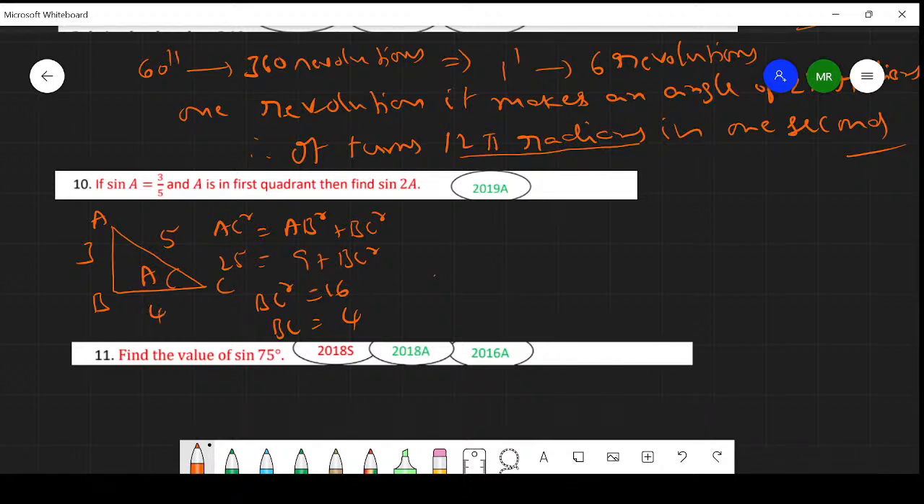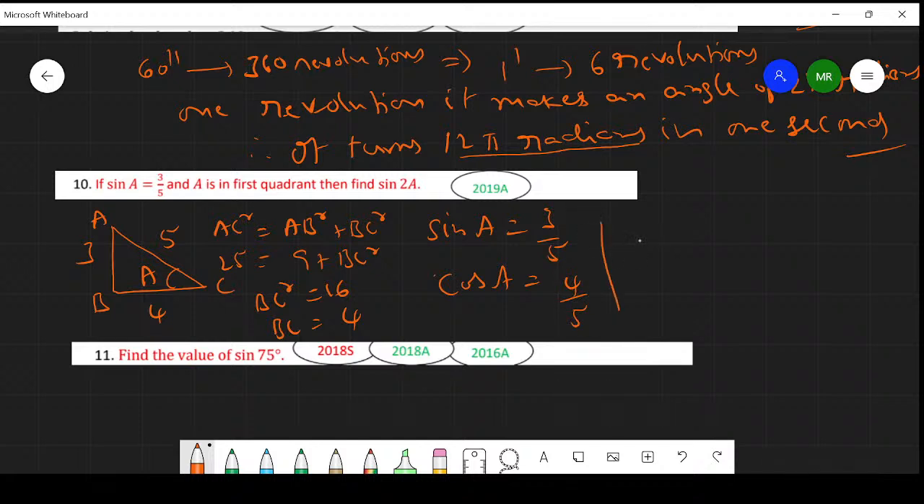Sir, how did you write 3 by 5? Sin A is opposite side by hypotenuse, and sin A equals 3 by 5 is given. All are positive in the first quadrant. What about cos A? Cos A is adjacent side by hypotenuse, BC by AC, which is 4 by 5.